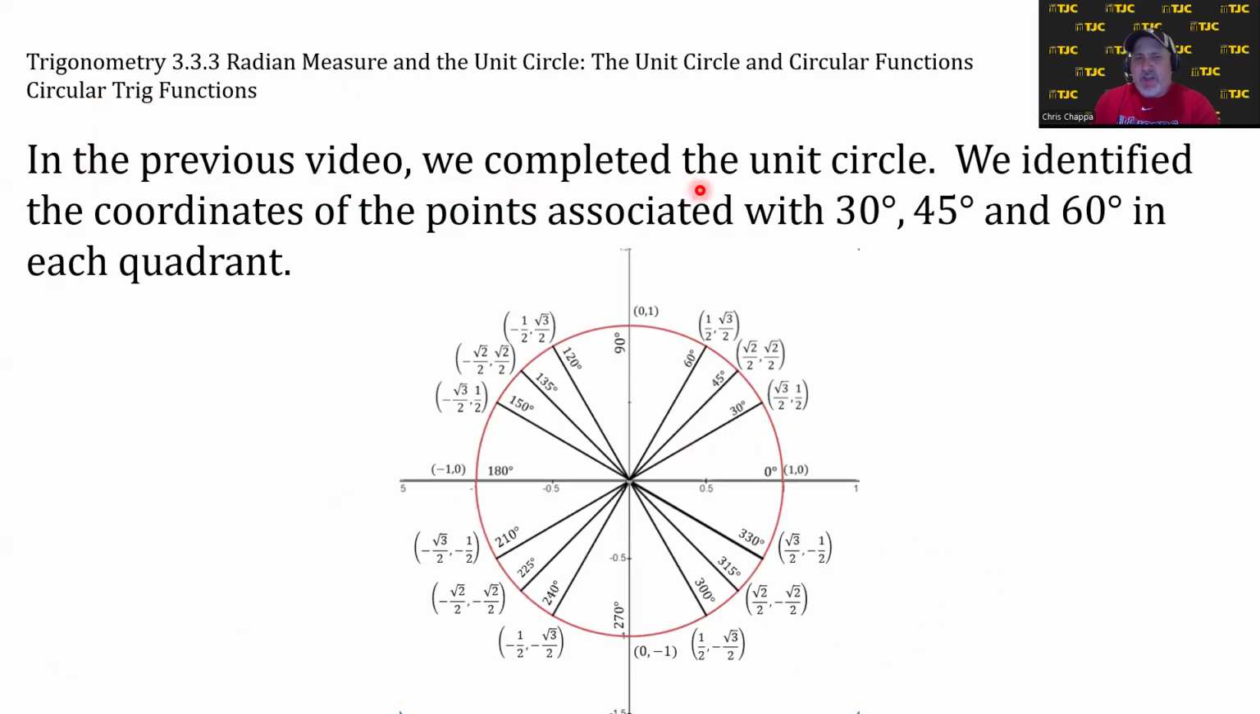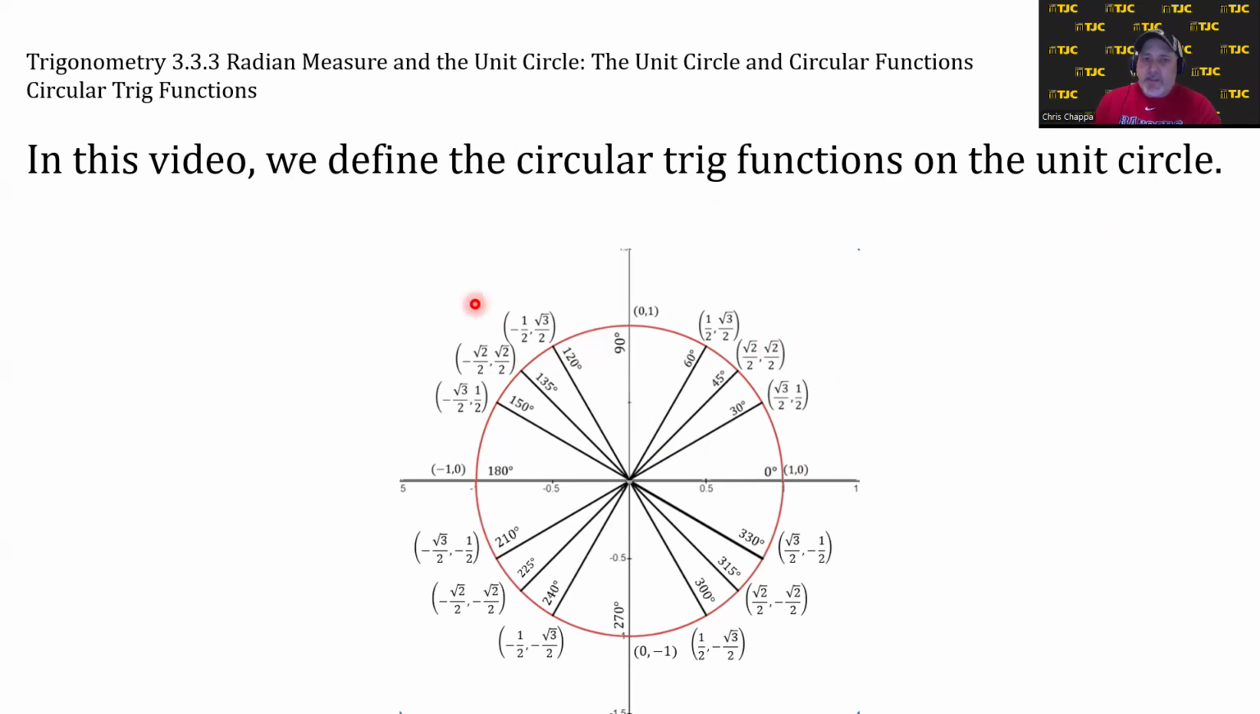In the previous video, we completed the unit circle. We identified the coordinates of the points associated with 30 degrees, 45 degrees, and 60 degrees in each quadrant. We started with quadrant 1, reflected into quadrant 2, reflected both to get quadrants 3 and 4, and basically measured 30, 45, and 60 degrees as reference angles in each quadrant. In this video, we define the circular trig functions on the unit circle.